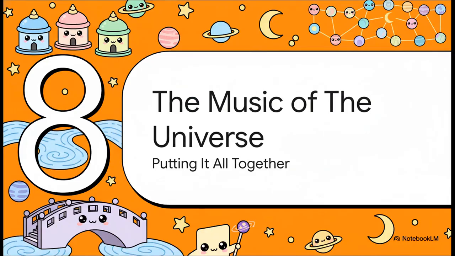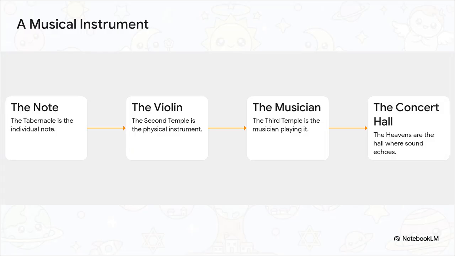So, how do we put this all together? We've got four temples, we've got a hidden bridge. What does it all really mean? Well, the simulation offers one final, really beautiful metaphor to tie it all up. I want you to think of the entire TET CRAFF engine as a musical instrument. The first temple, the tabernacle, is like a single individual note.